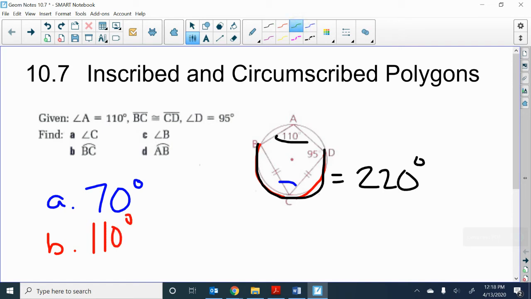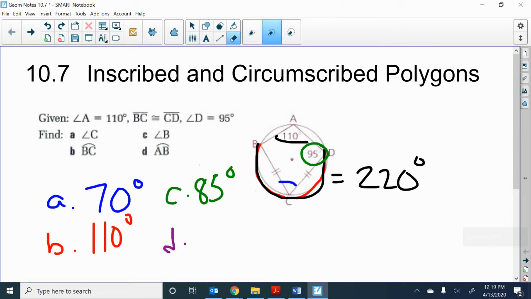Okay. Now on to C. They want the measure of angle B. Well, angle B is across from angle D. Angle D is 95, and so angle B has to be its supplement, which is 85 degrees. And then for D, they want the measure of arc AB.